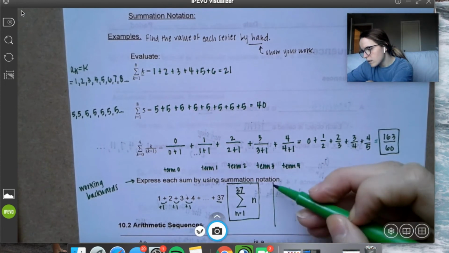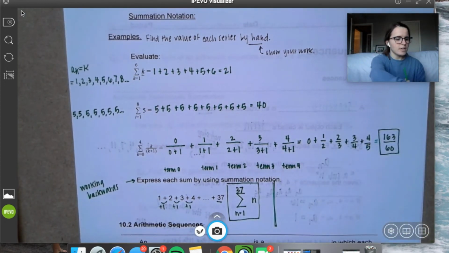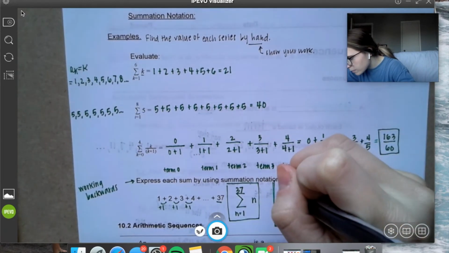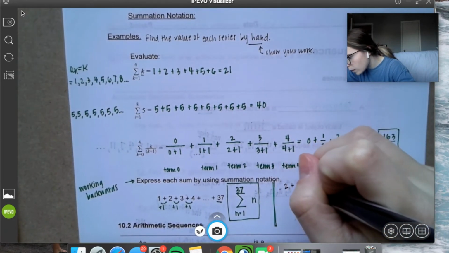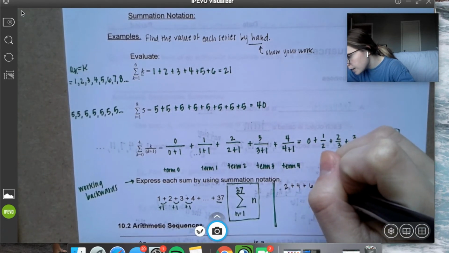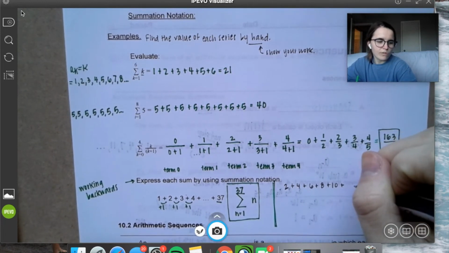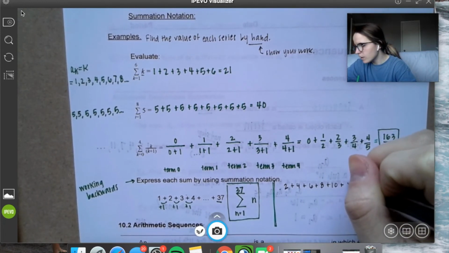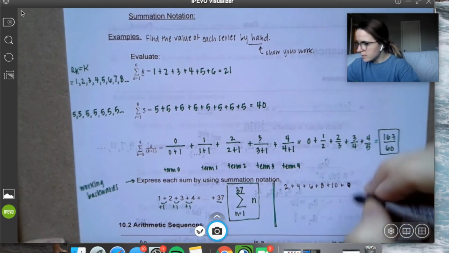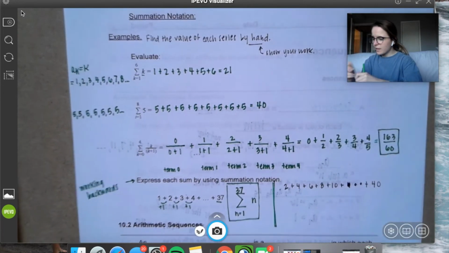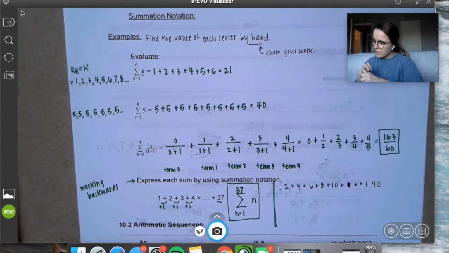But I didn't add a harder example, so I'm going to do it right now because I feel like the more examples we do, the better. So we're just going to have our sum 2 plus 4 plus 6 plus 8 plus 10 plus dot dot dot 40. Sorry, it's a little bit messy. This right here is an ellipsis.